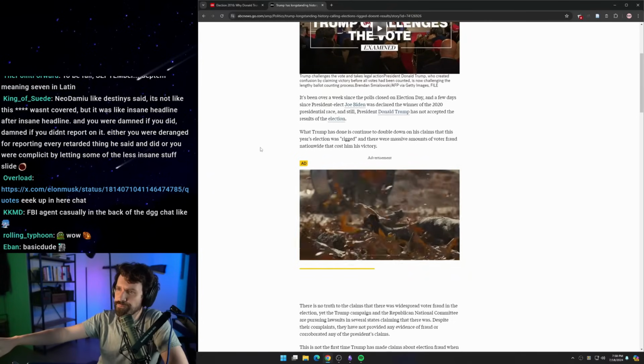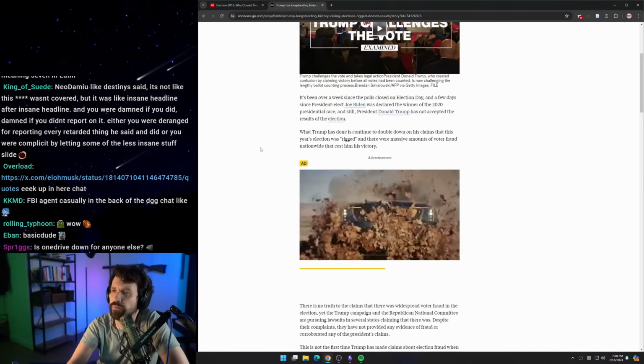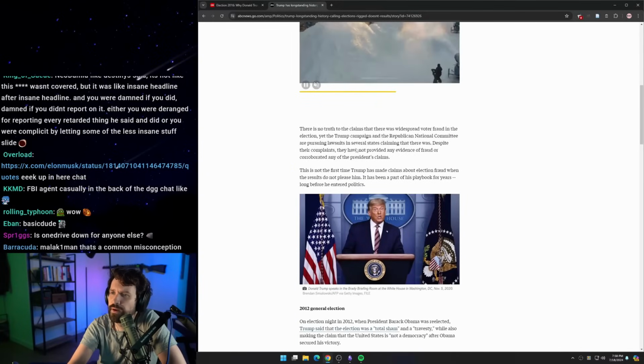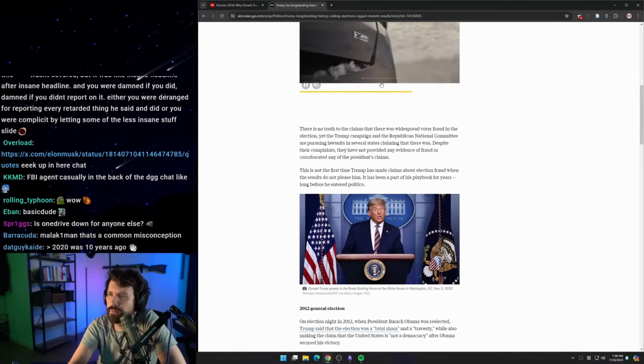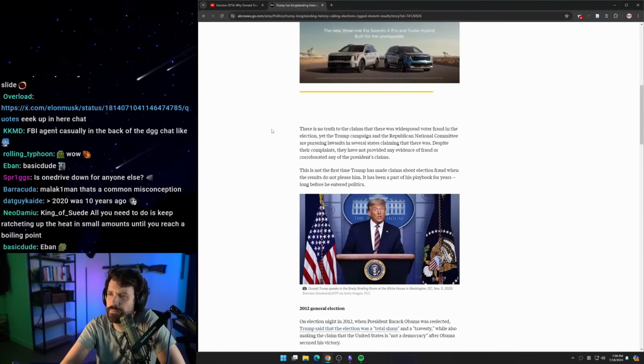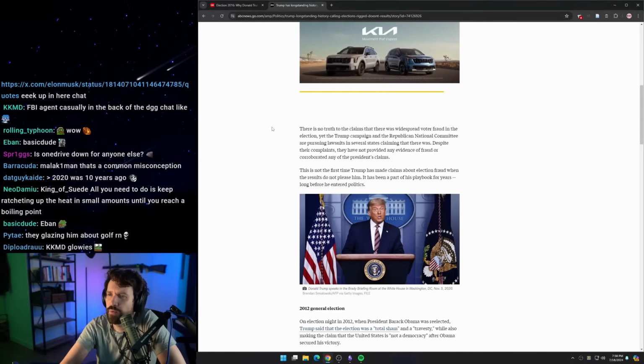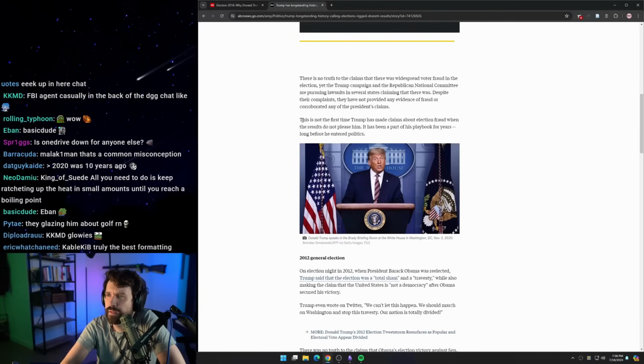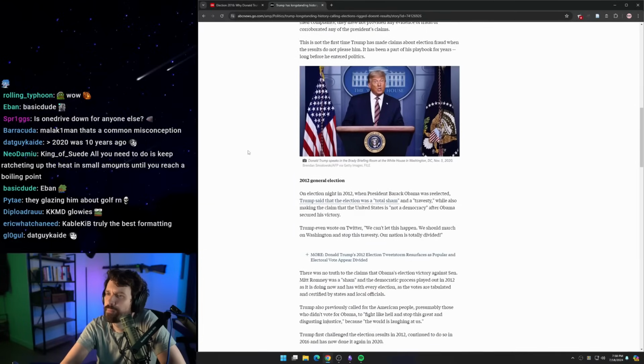He doubled down on his claims that the year's election was rigged, mass amounts of voter fraud. There is no truth to the claims there's widespread voter fraud in the election, yet the Trump campaign and the RNC are pursuing a lawsuit. Several states claim there was. Despite their complaints, they have not provided any evidence of fraud or corroborated any of the president's claims. It's not the first time he's made claims about election fraud.